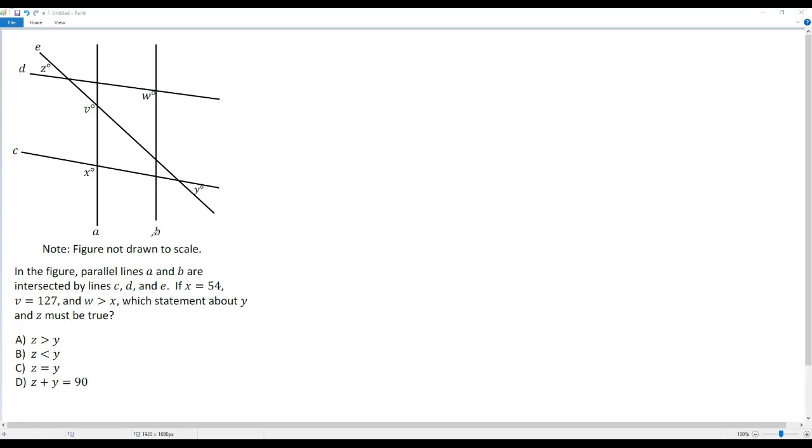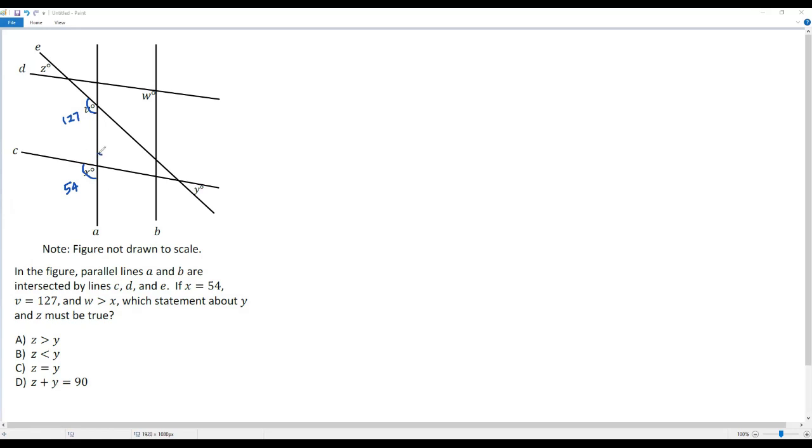Okay, here the two lines A and B are parallel, and these two parallel lines are intersected by the three lines C, D, and E. We can consider the three lines C, D, and E as transversals, and we have the value of x, that is 54. Here the measure of this angle is 54 degrees, and v equals 127. So the measure of this angle is 127.